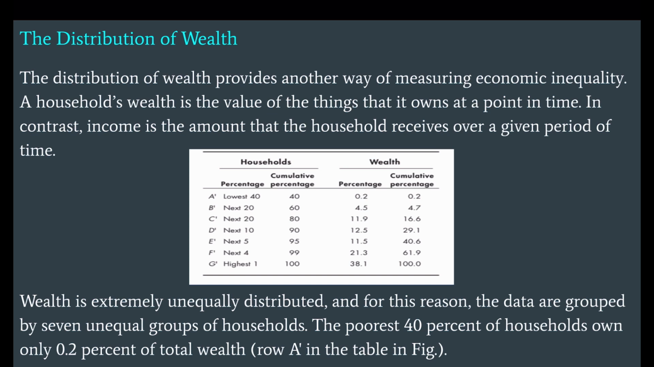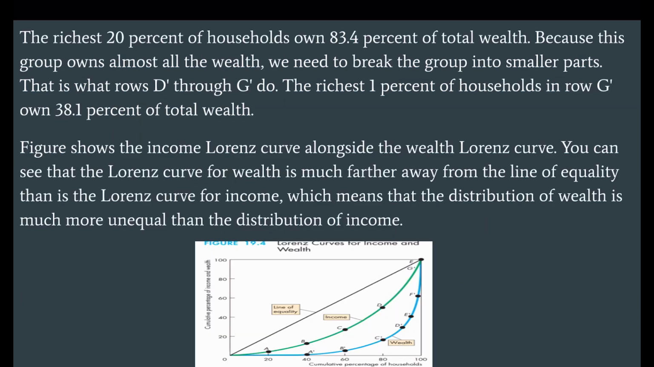For this reason, the data are grouped by seven unequal groups of households. The poorest 40% of households own only 0.2% of the total wealth, row A' in the table in the figure. The richest 20% of households own 83.4% of total wealth.